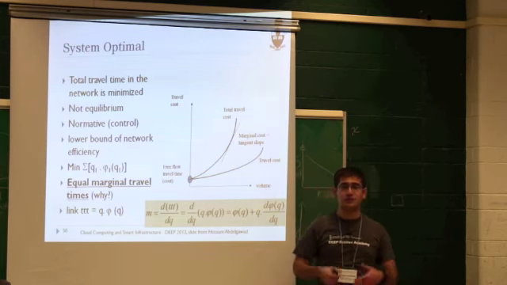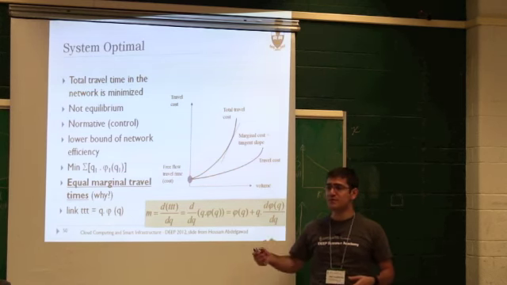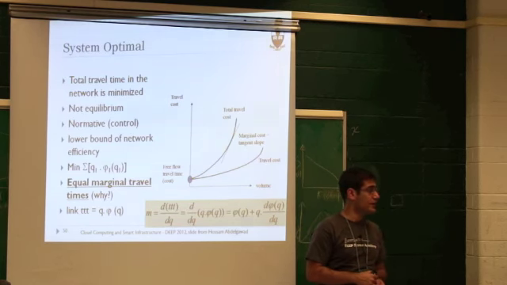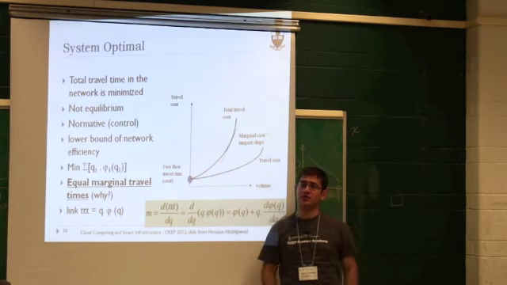System optimal is what municipalities, cities, and transportation people want to see. This is the best usage of the roadway system. Okay? This minimizes the travel time for all the users together.